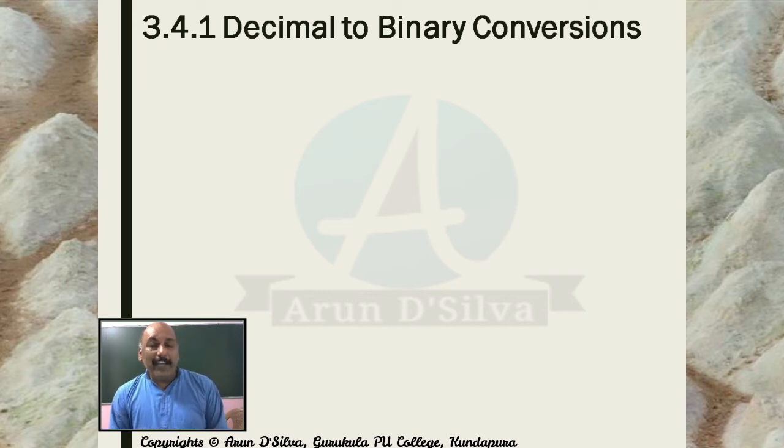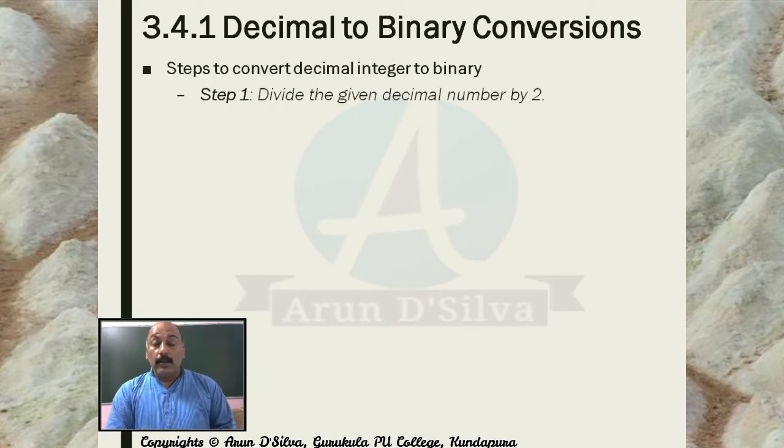As you know very well, a decimal number has 10 digits. By making use of these 10 digits, we form any decimal number. Now, how do we convert from decimal to binary?